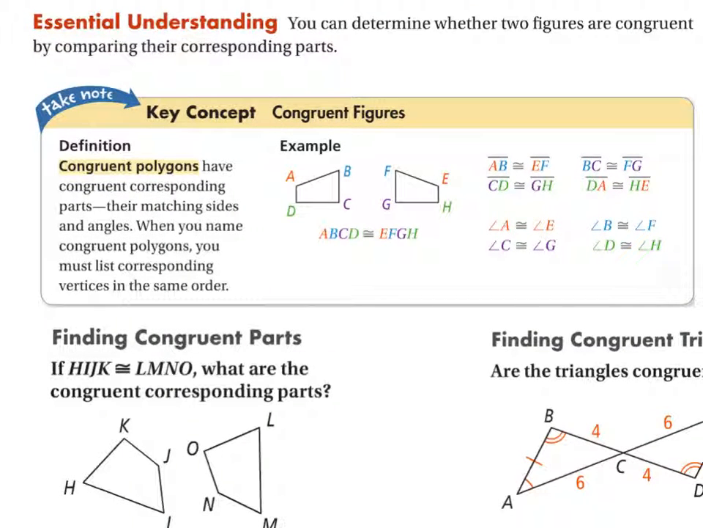So what do we get with congruent figures? Well, here's our definition. Congruent polygons have congruent corresponding parts. That means they're matching sides and matching angles. Okay? When you name congruent polygons, you must list the corresponding vertices in the same order.